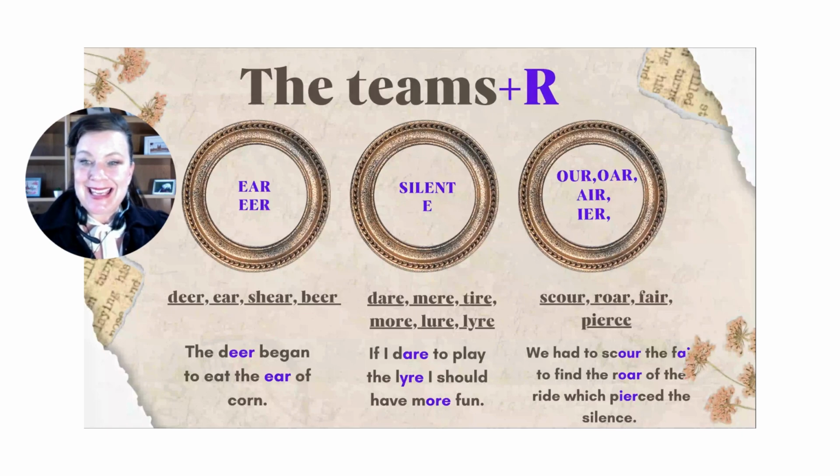ear, ear. Again, dear, ear, sheer, beer, beer, beer. Yeah, let's look at that in this little sentence to practice. The deer began to eat the ear of corn. Can you practice that? Good. The deer began to eat the ear of corn.